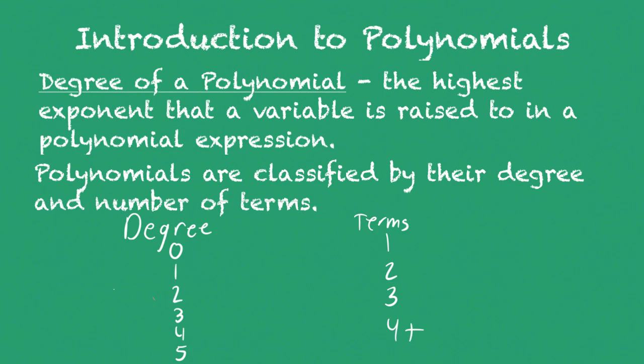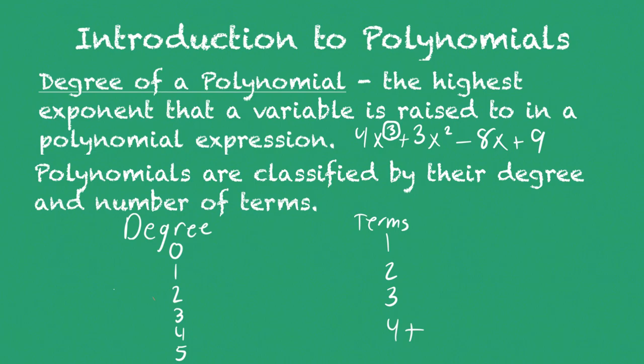So when we classify polynomials, we like to classify them based on the degree of the polynomial and the number of terms a polynomial has. So the degree of a polynomial is basically the highest exponent that a variable is being raised to in a polynomial expression. So if I had the expression 4x to the third plus 3x to the second minus 8x plus 9, I could see that my highest exponent is 3, and thus we would call this a third degree polynomial.